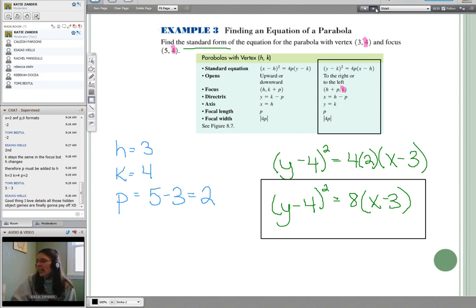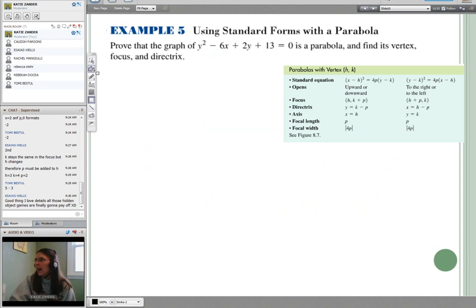If only they stayed kind of that simple. We do get a little bit more challenging. It says prove that the graph of that equation there is a parabola, and then find its vertex, focus, and directrix. So if it's asking you to prove that it's a parabola, that means we've got to put it in the standard equation form.